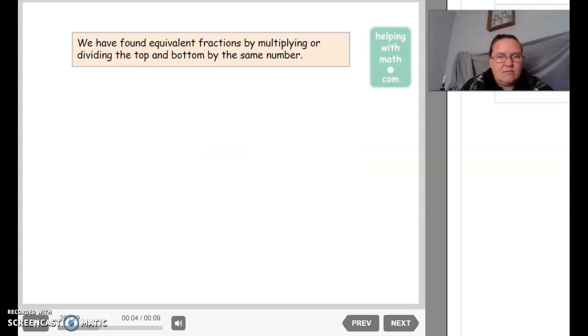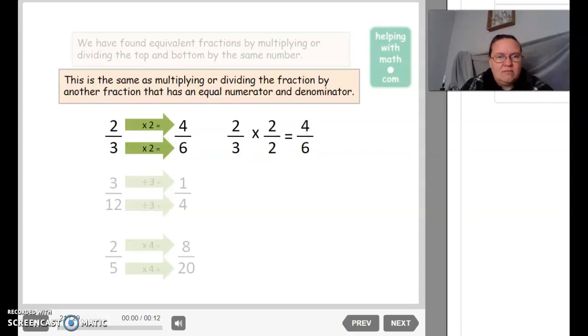We have found equivalent fractions by multiplying or dividing the top and bottom by the same number. This is the same as multiplying or dividing the fraction by another fraction that has an equal numerator and denominator. Oh, okay, I understand. So when we said 2 times 2 is 4 and 3 times 2 is 6, because we have to use the same number, we know that if you've got 2 of the 2 pieces, you've got the whole thing. If there are only 2 pieces and you've got both of them, you have the whole thing. So we're actually saying 2/3 times 1.